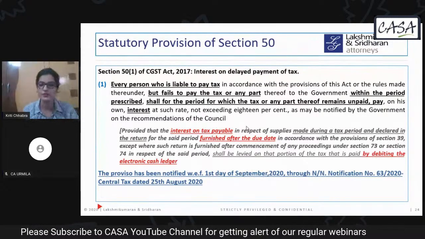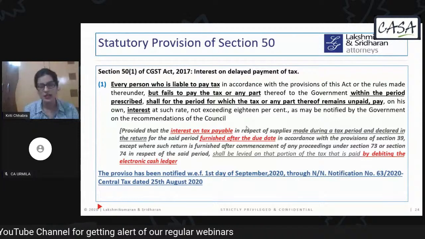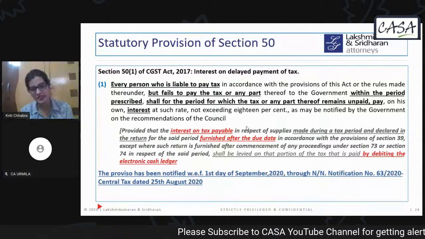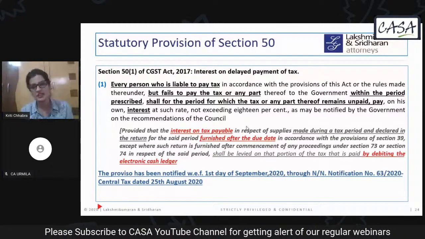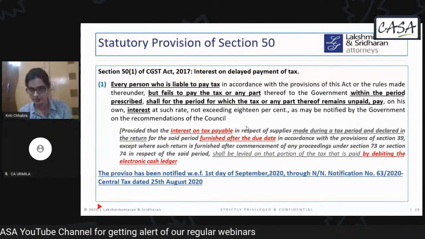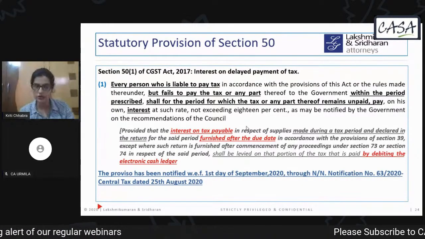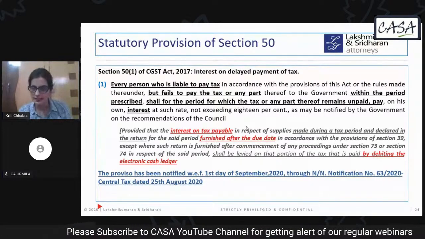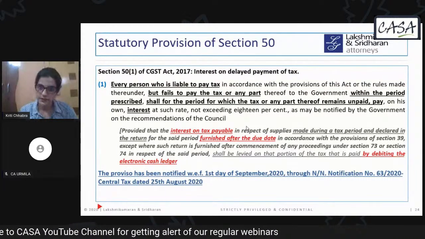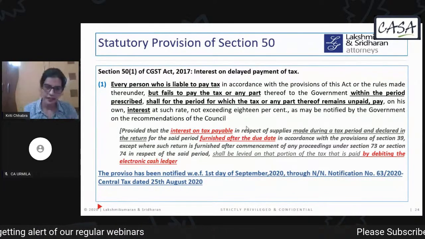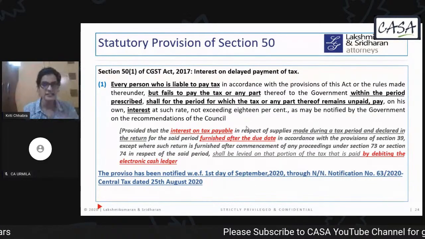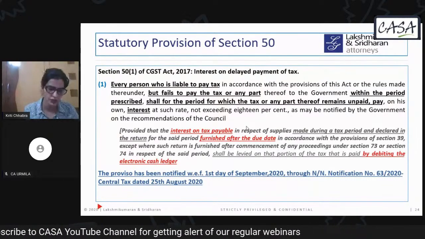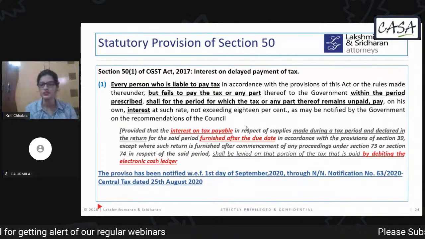So in a nutshell, this proviso says that you are not required to pay interest on your gross liability. You are just required to pay interest on your net cash liability in case you are paying some tax through filing GSTR 3B and that has been delayed. You can only pay interest on your net cash liability. That is, the total liability, let us say 100, minus the liability which was paid through your credit, let us say 60, then you are liable to pay interest only on 40 rupees for the delayed time. So this is the new proviso which has been inserted.